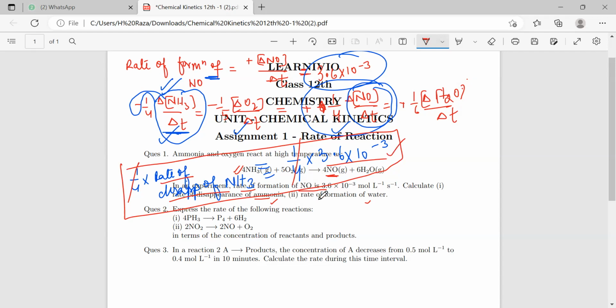Yes, sir. It is also given that we need to calculate the rate of formation of water. So this is your rate of formation of water, and it will be equal to this much. That means 1 by 4 into delta NO upon delta T, which has a value of 3.6 into 10 raised to the power minus 3, will be equal to 1 by 6 into the rate of formation of H2O.